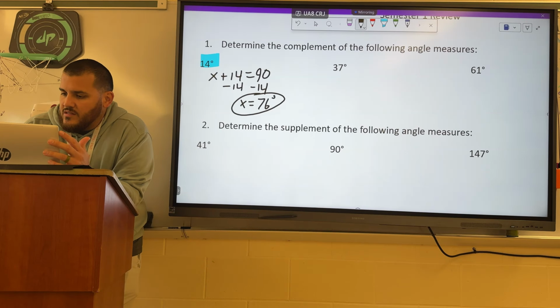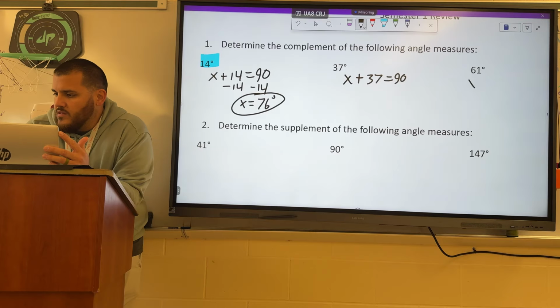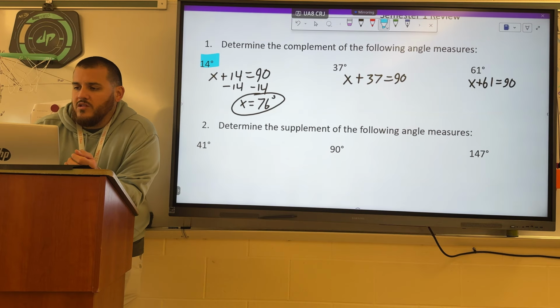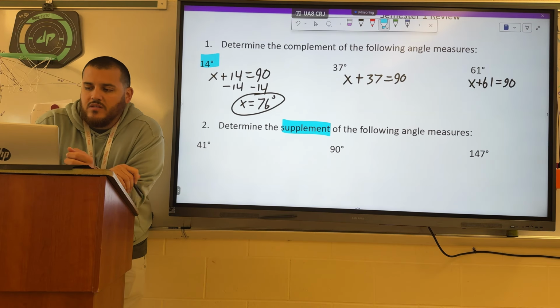For the other values, it's the same process. It's what number plus 37 equals 90. It's what number plus 61 equals 90. In example two, almost the same question. We're just asked for the supplement of angles instead.